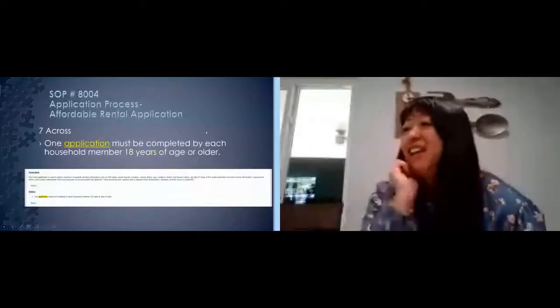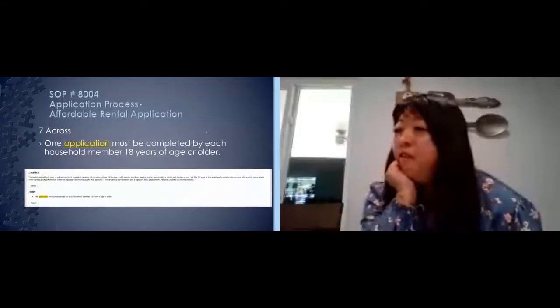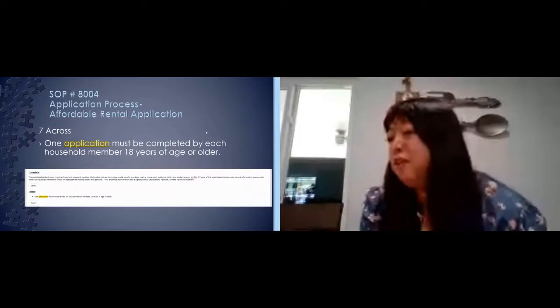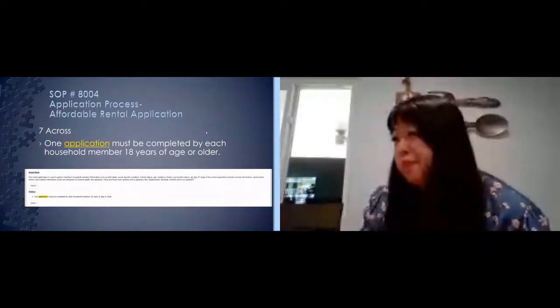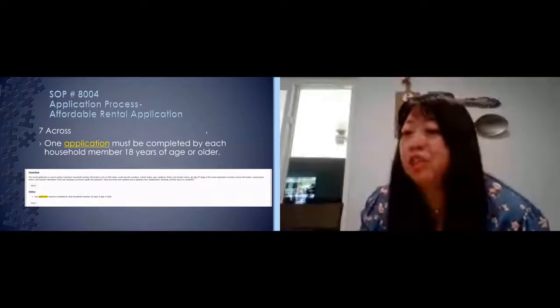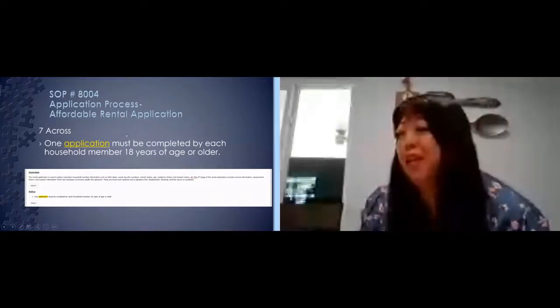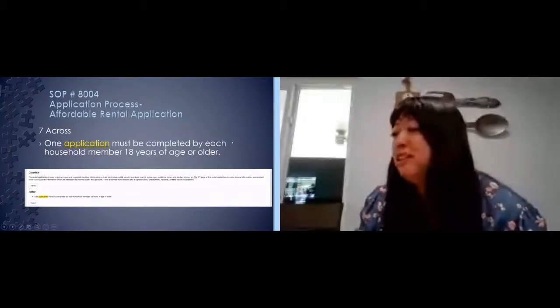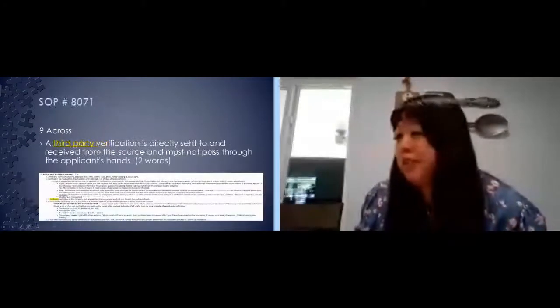Then we got SOP 8004 for 7 across. The word we were looking for is application. One application must be completed by each household member 18 years of age or older. Now, if you guys have any questions, go ahead and type it in and we could go over that. Any of these clues.